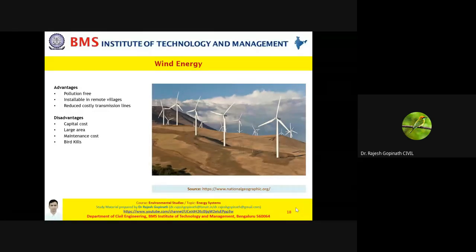Again, the technology is not so well developed, hence the investment cost is very high. Okay, you require a large amount of area, and the maintenance cost is even higher in case of monsoon or frost. And yes, apart from this, there is an ecological threat for the birds. I'm not talking about the native birds, I'm talking about the migratory birds.